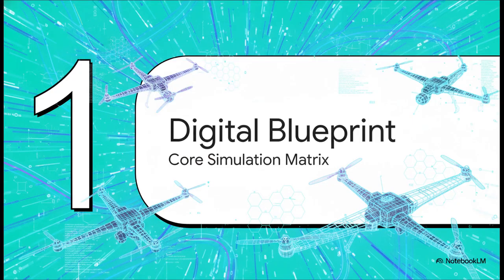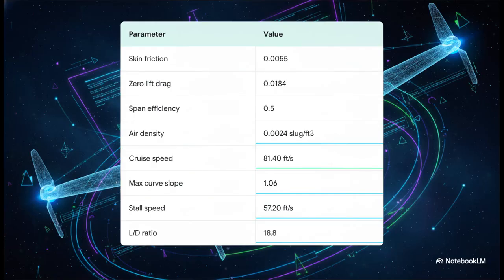The Odyssey UAV digital blueprint, the core simulation matrix. Okay, let's dive right into this. I know, it looks like a massive list of aerodynamic jargon, right? But think of this as the genetic makeup of the Odyssey UAV. These values aren't just random math. They are the specific parameters, from skin friction to stall speed, selected to guarantee this exact aircraft shape can handle its flight profile. It details everything from how slippery it is in the air to the exact speed required to keep it from literally falling out of the sky.